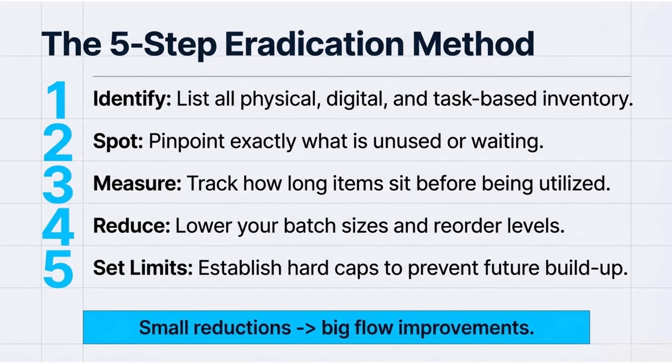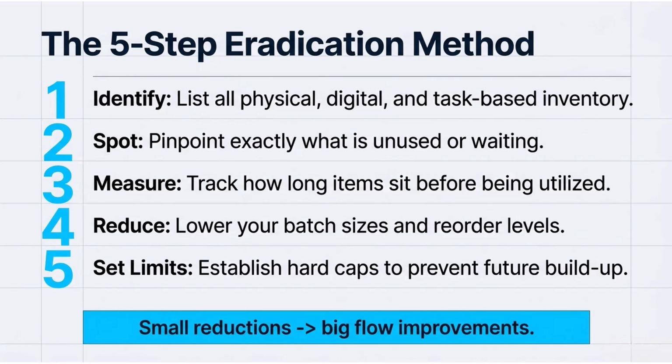Step 2 is spot. Go through the list and pinpoint exactly what is unused or waiting. Not a general thing, very specifically. Which things haven't moved, for example, 90 days? That can be adjusted depending on how frequent your process is. Which tickets haven't been opened for more than 6 weeks? Which files haven't been opened in a year? Think about what those measures look like for you, but you get the point, how long things are open for.